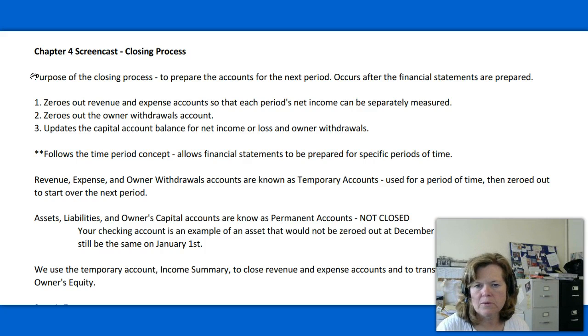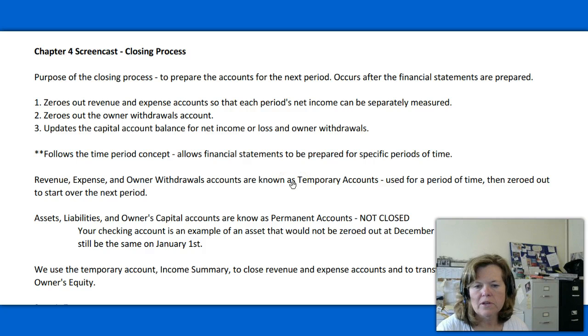And we do this closing process for a number of reasons. Again, we're preparing the books for the next period so that we can get off to a good clean start. Some of the things that we're doing in this closing process: first, we're zeroing out the revenue and expense accounts so that each period's net income can be separately measured. If someone asked the question, how much money did we make this year, we would need to have that year's information in the revenue and expense accounts to be able to answer that question. And by zeroing out the accounts as part of the closing process, then we're separating those results for just that 1 year.